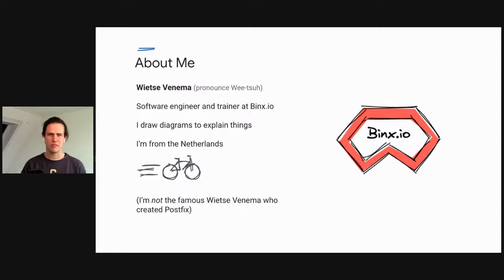Before I tell you everything about Cloud Run, I want to tell you a little bit about me. My name is Wietse Venema, and it's pronounced like this: we, like we go to the park, and then se, Wietse. I am a software engineer by trade, and I'm also a trainer at Binx. Binx is a cloud-native IT services company. We're strong in engineering, training, and digital transformation, and we work with all public clouds: Google Cloud, Amazon, Azure, and Alibaba. But I specialized in Google Cloud, obviously.